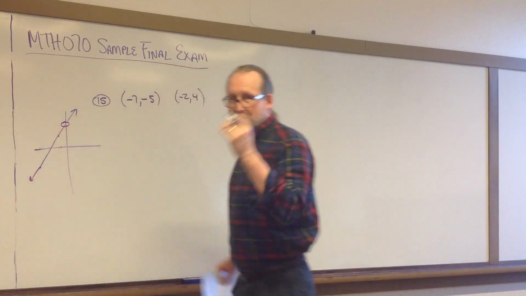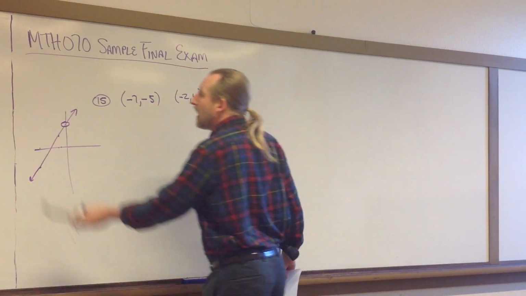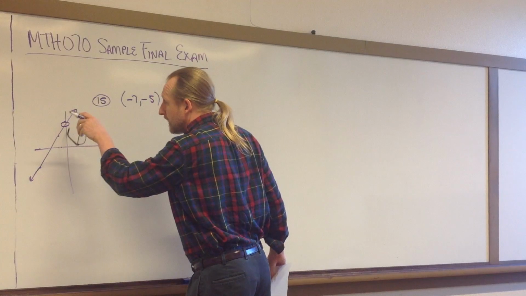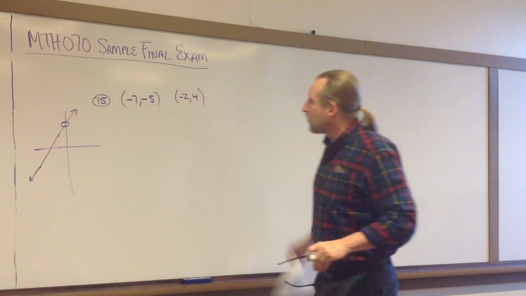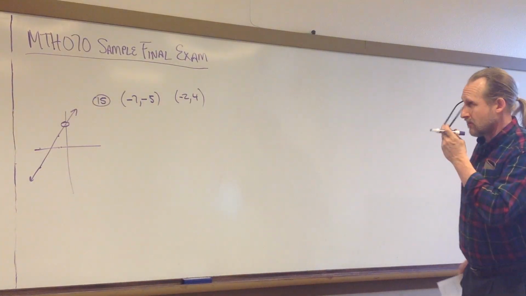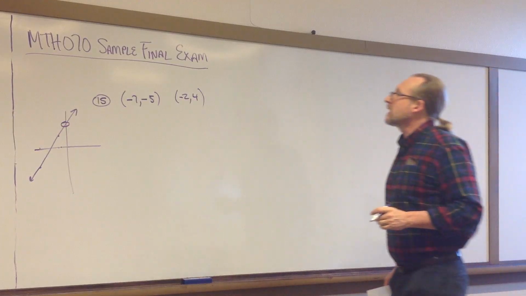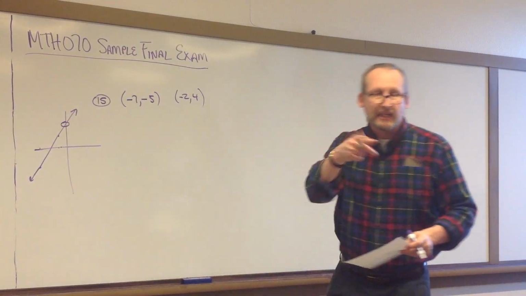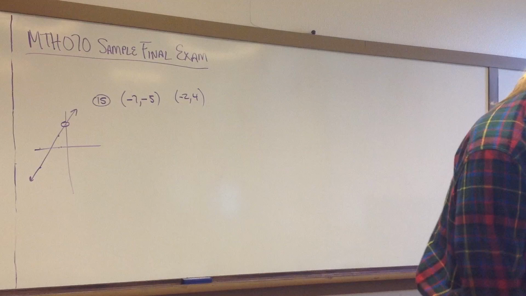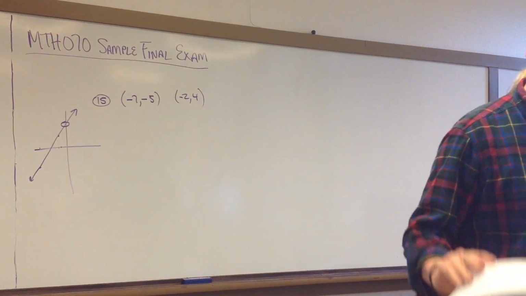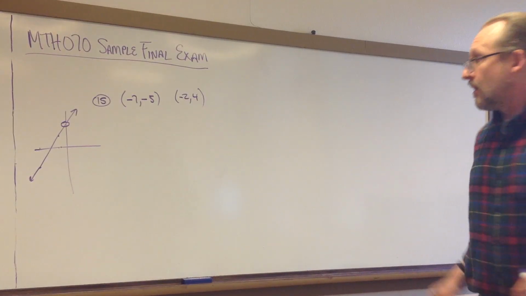So that gives us a sense that our slope is going to be positive, and our y-intercept is going to be up there somewhere up above 4. Okay? So let's see what it looks like. The slope formula is on your formula sheet. y2 minus y1 over x2 minus x1.